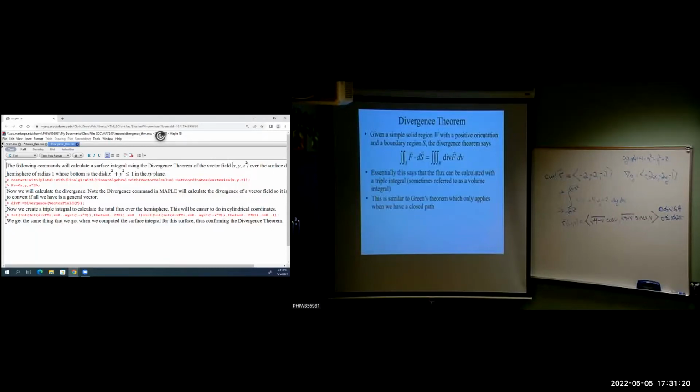It's kind of similar to Green's theorem. Remember, Green's theorem required our path to be a closed loop, so the region was enclosed. Same idea here. The divergence theorem expects the surface to be a closed 3D surface. If it's not closed, you need to make it closed and then remove any contribution from the part you added in.